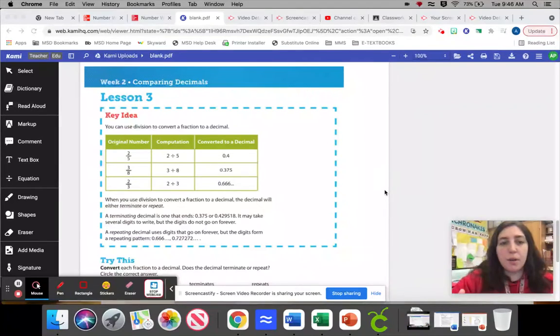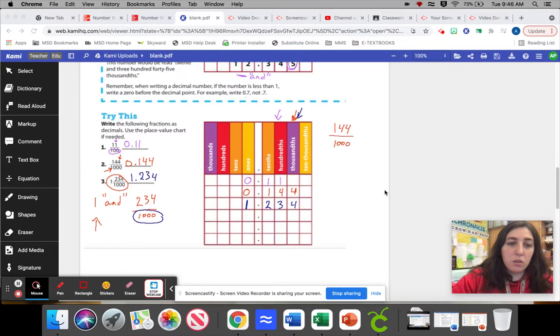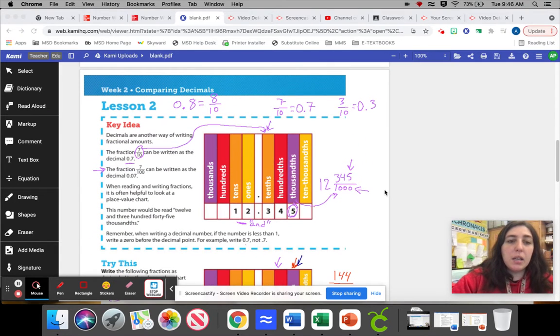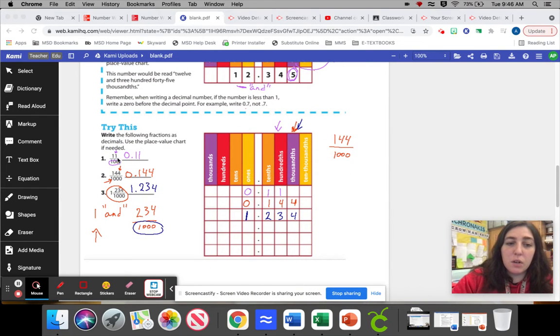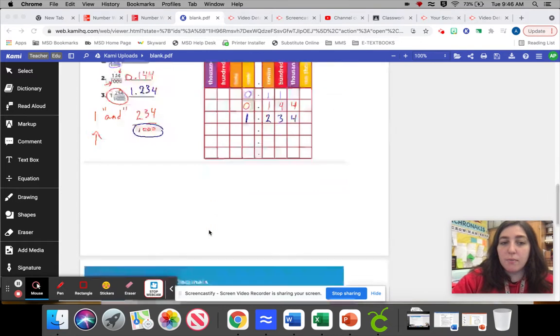I want to talk about real quick what we learned in lesson 2 yesterday. In lesson 2, if we scroll up here, we learned that decimals are another way of writing fraction amounts. One of the things we did was convert this fraction into a decimal using the place value chart.